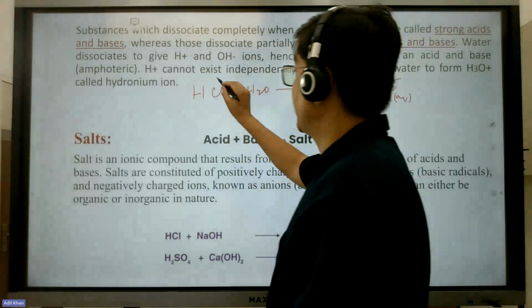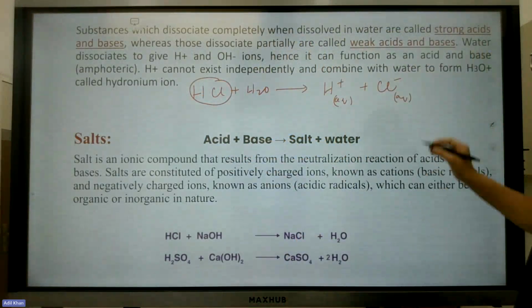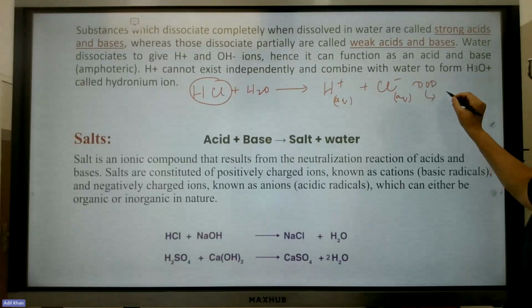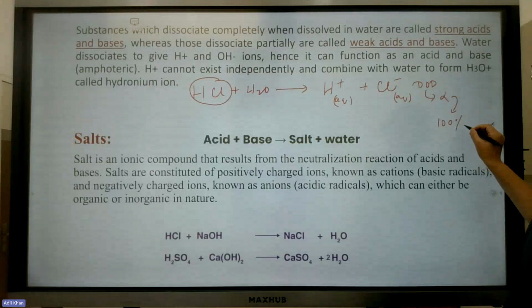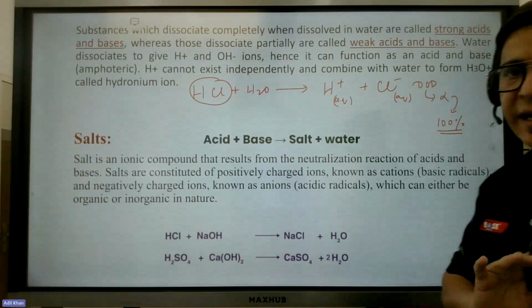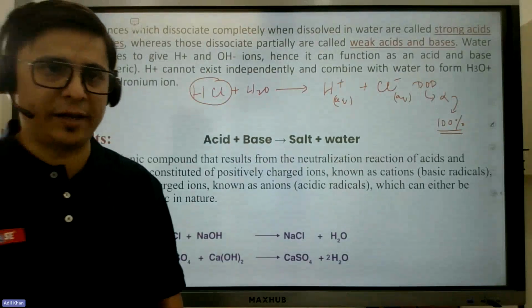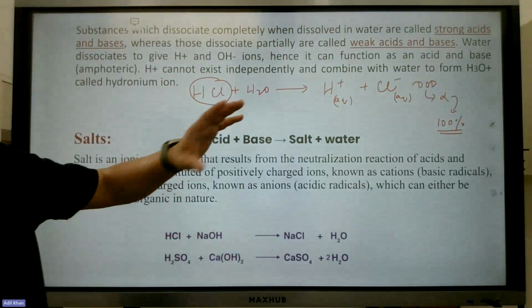Entire HCl is breaking down as H plus and Cl minus. Then this type of acid is known as strong acid. And here is a concept known as degree of dissociation, DOD, represented by alpha. It is considered to be 100%, that the entire 100% of the acid is breaking down into H plus ion and Cl minus ion. So the entire thing is breaking down.